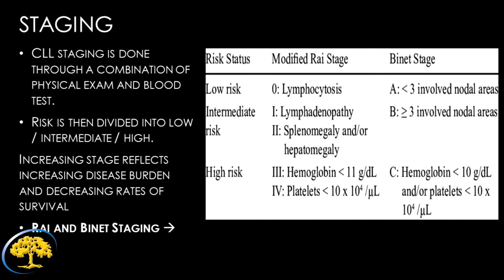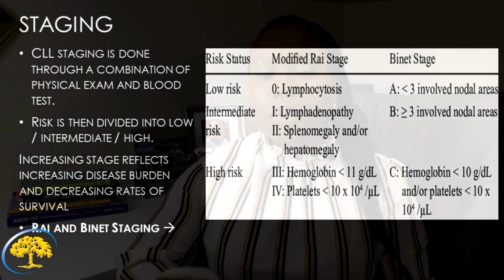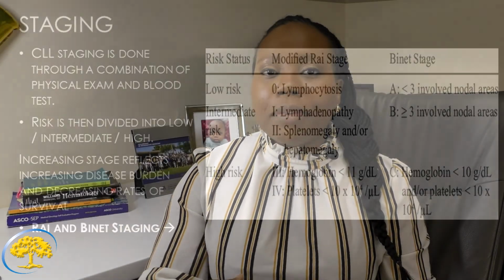Additionally, with the Binet system, we're looking primarily at nodal involvement. So do you have enlarged lymph nodes in the neck, in just that area, or do you have enlarged lymph nodes in several parts of the body? And this can be internal as well, so in our abdomen, in our pelvic region. The more areas that are affected, the higher the risk and the higher the stage.